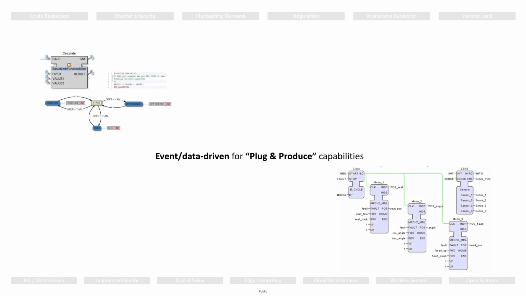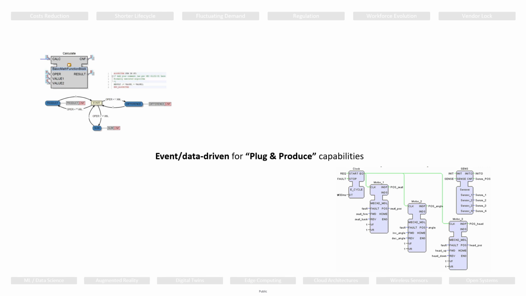Now, let's explore how IEC 61499 can support us in facing these challenges and new needs. Let's take our time to dive into one of the core features of IEC 61499, its event-based execution model, which plays a crucial role in achieving plug-and-produce capabilities and making automation more adaptable and efficient.